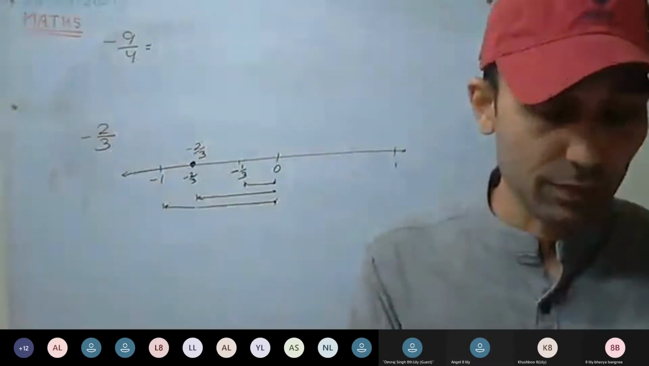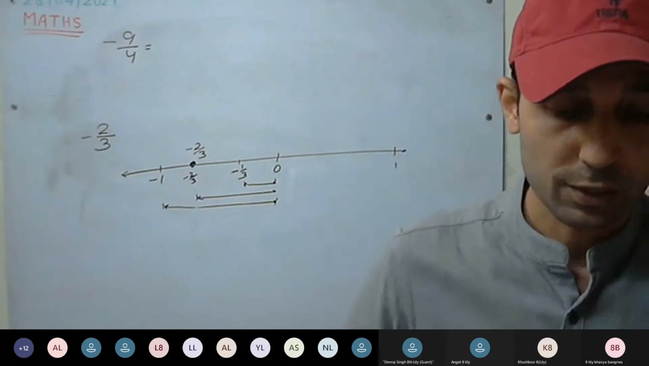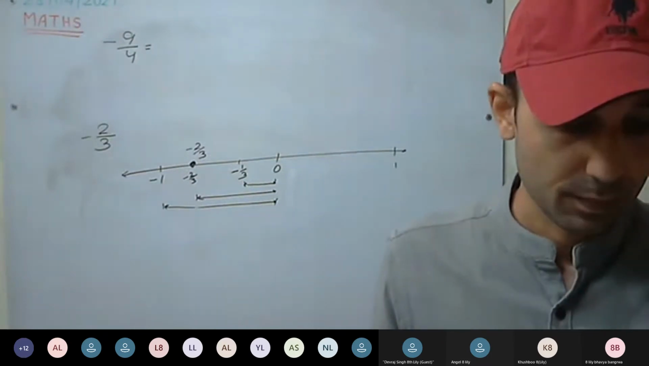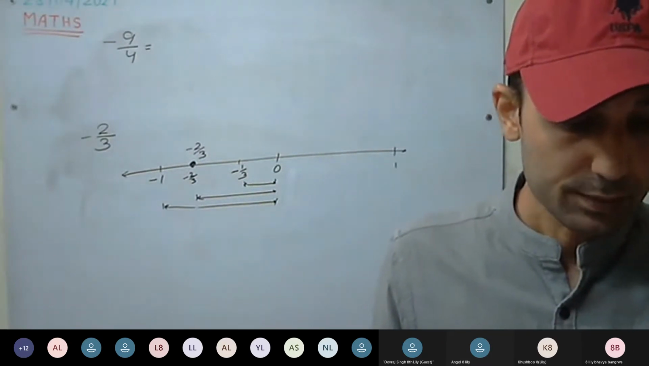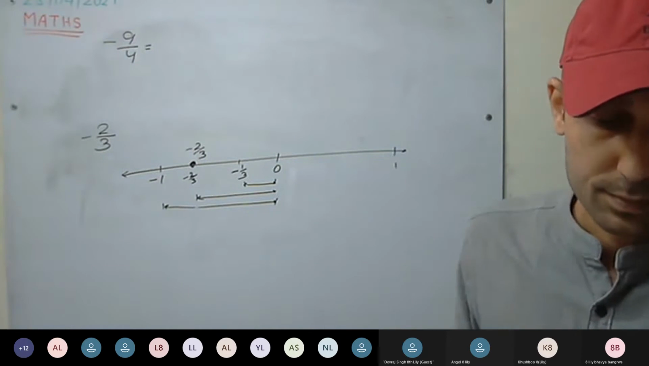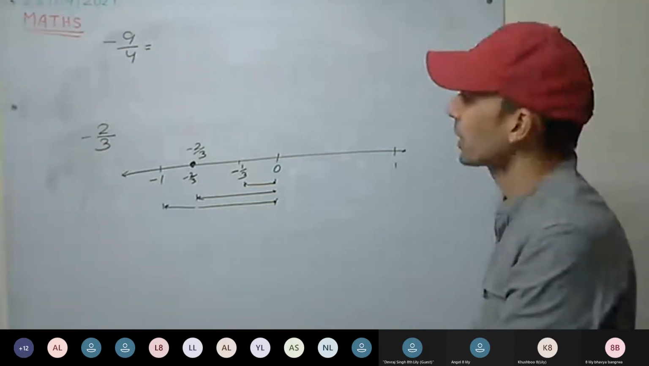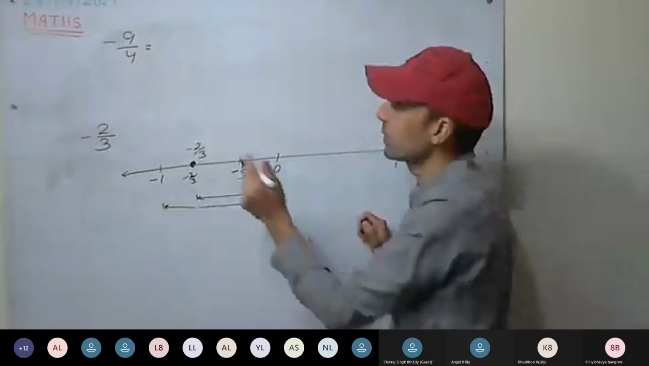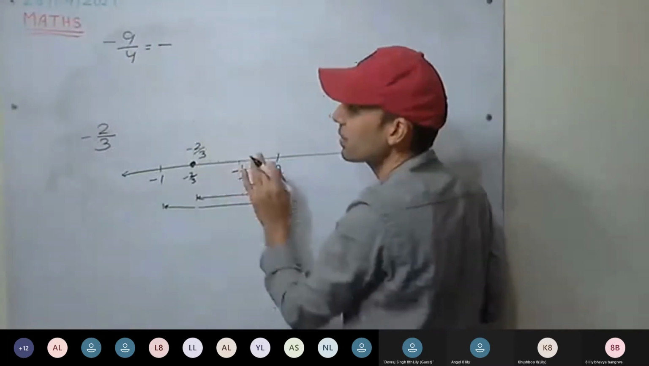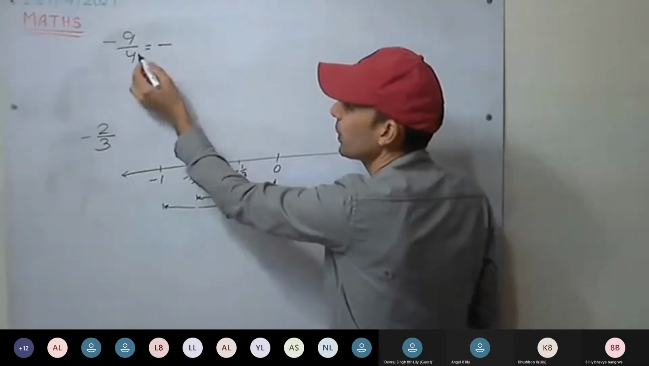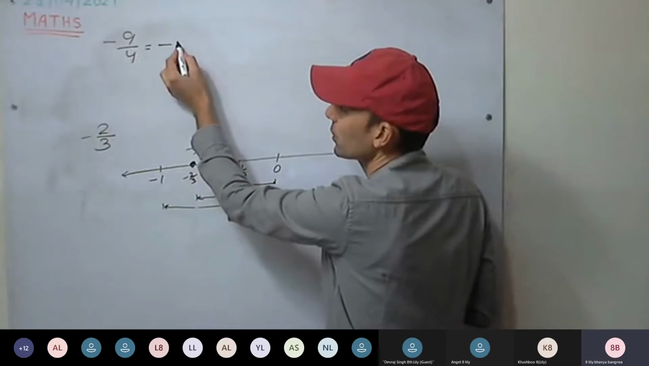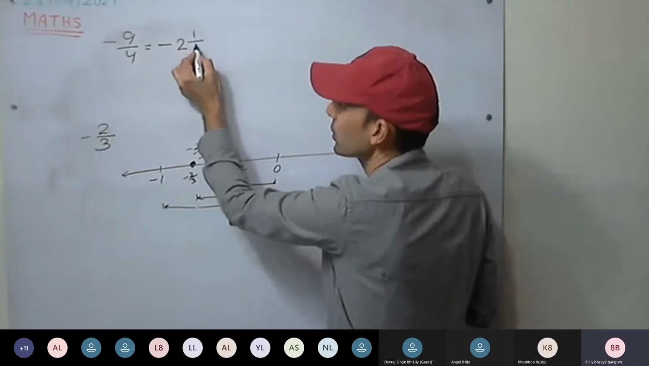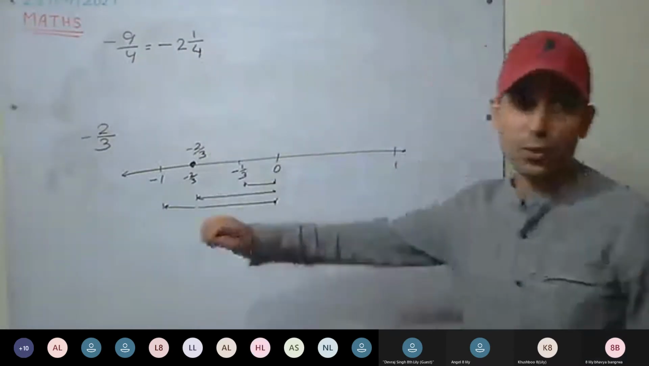Minus 4 by 5, you can do as homework. Do the third one. Okay, so we can convert it into a mixed fraction. Leave the minus as such. It will be how much? Minus 2 1 upon 4.